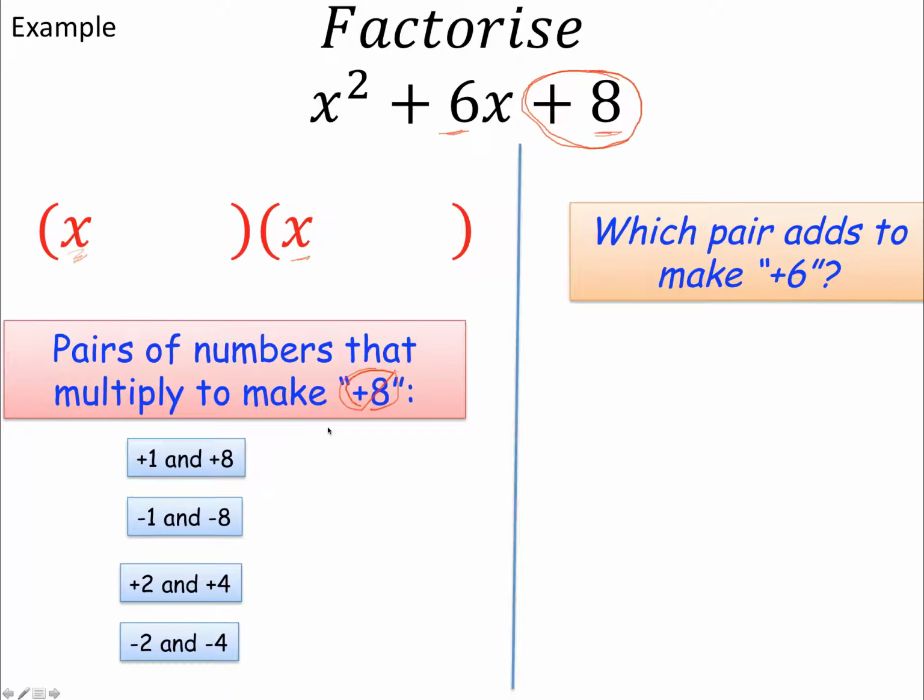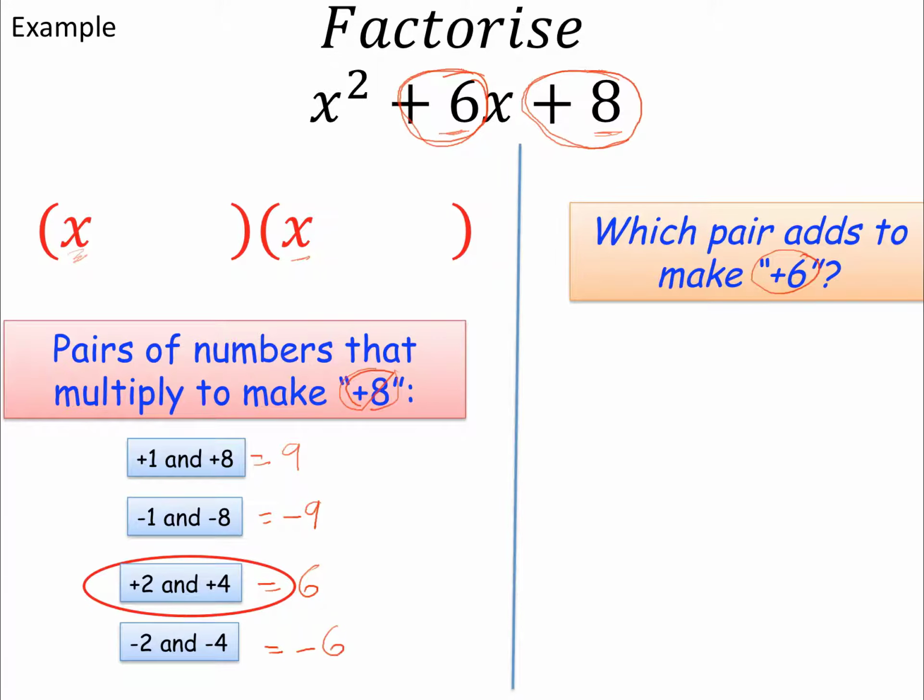Now the next step is you add all these pairs of numbers and see which one will give you the middle number here. And the middle number here is positive 6. Remember, I didn't just say 6, I said positive 6. So we want the pair of numbers which add up to make 6. We add these two, that gives us 9. We add these two, that gives us minus 9. We add these two, that gives us positive 6. We add these two, that gives us minus 6. So as you can see, the one that gives us positive 6 is plus 2 and plus 4. And that's the pair.